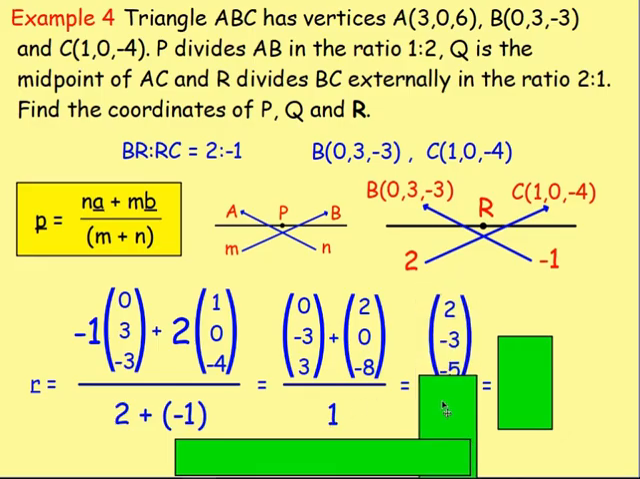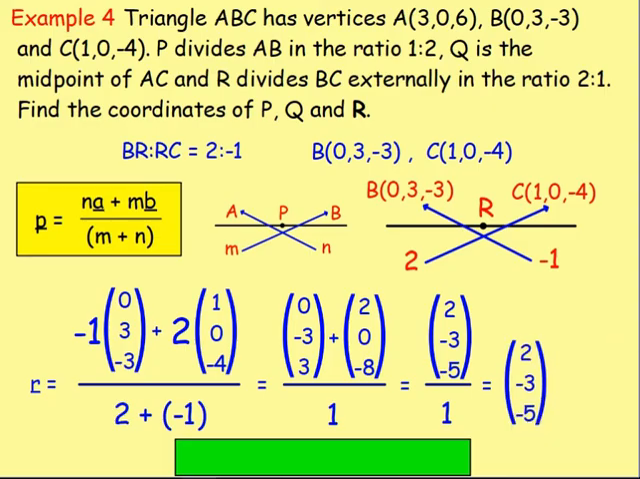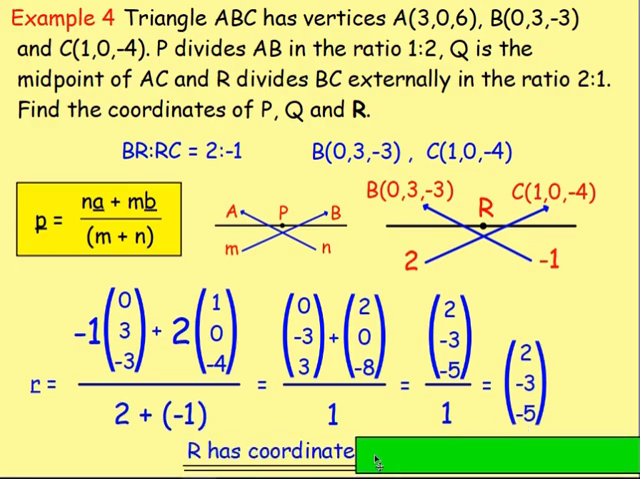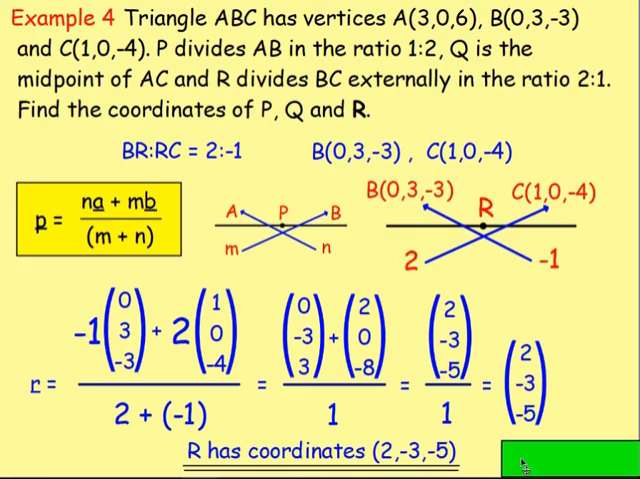From there, add the vectors together. We're still dividing by 1. Really, when we're dividing by 1, we're multiplying by 1. It's just staying exactly as it is then. So we'd have 2, negative 3, negative 5. Meaning then that R would have the coordinates 2, negative 3, negative 5. And that is your answer.